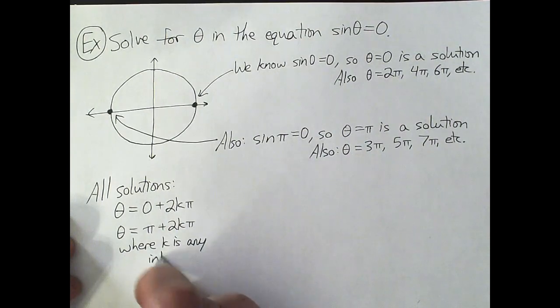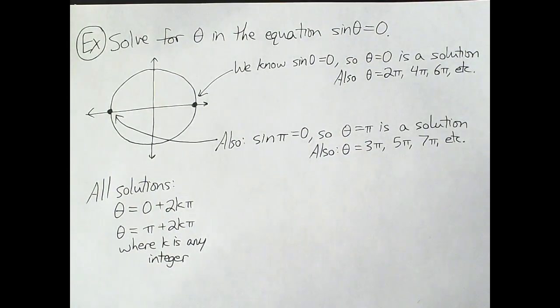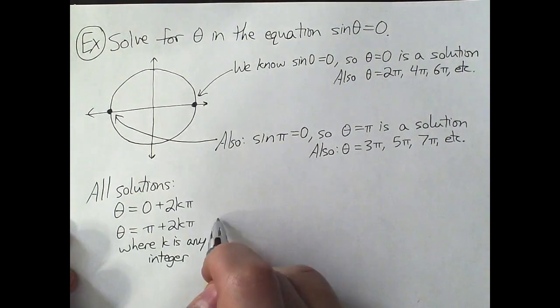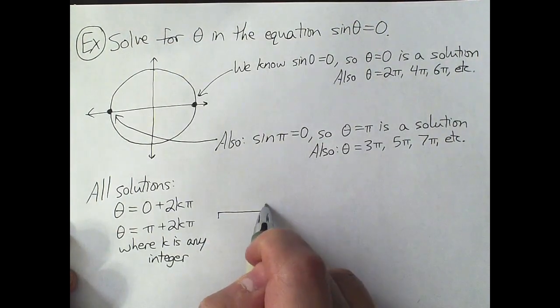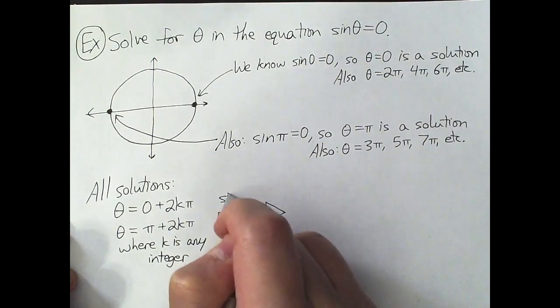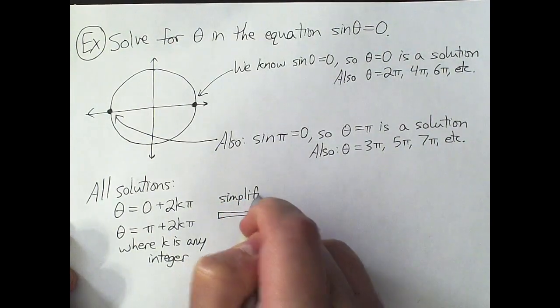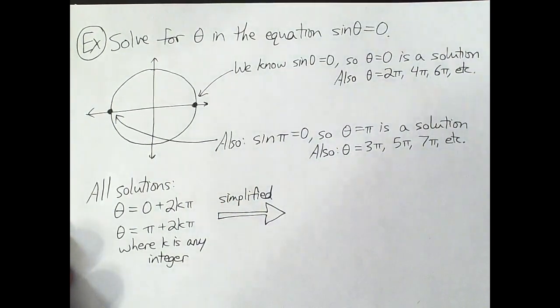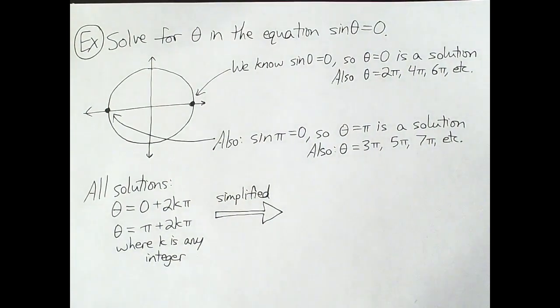Now, I'm not going to put a box around this yet. Hold on a sec. Did we describe all of the solutions? Yes, we did. But I think there's a nicer way that we could write this. There is a simplified way that we can write this set of all solutions. Do you see what it is?